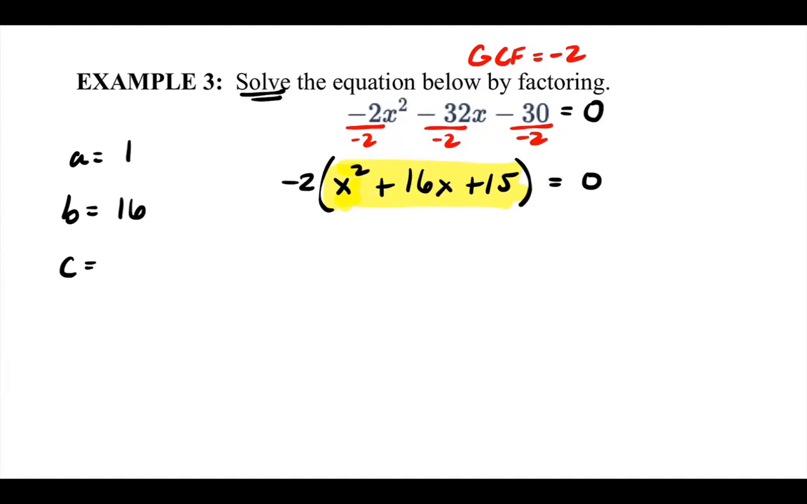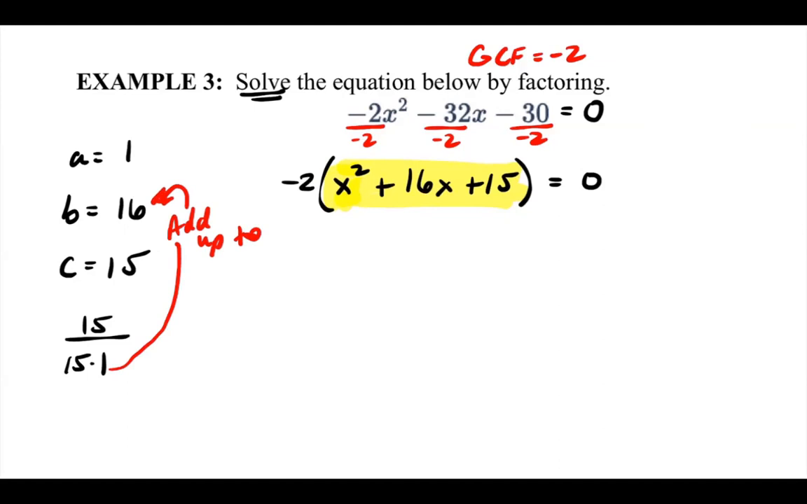One, 16, 15. A, B, C. So we're looking for the numbers that multiply to be 15, but add up to be 16. 15 and 1, yep. So they add up.